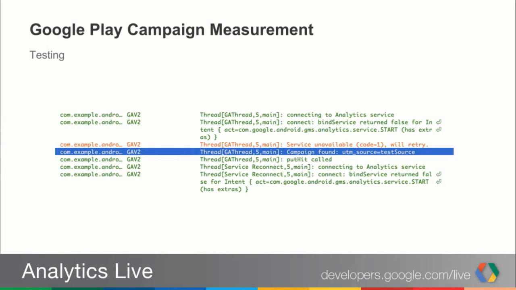And what you're going to be able to see in logs is that if the campaign information is found, you'll see a message like this. You'll see GA, the SDK, spitting things out to logs, and one of those things is going to say campaign found. It'll say utm_source, and it should have the value that you broadcast to it. If it does not say campaign found, it'll say campaign not found.